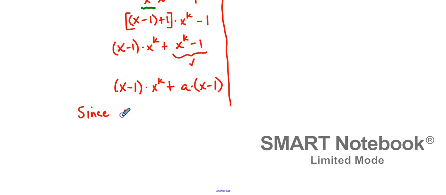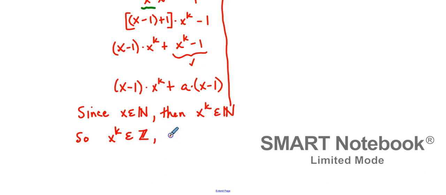So since x is a natural number, and any power of x is going to be a natural number. And therefore, since it's a natural number, it is an integer. So x to the k is an integer, and x minus 1 times x to the k will work. We've got an integer times x to the k. Or I'm sorry, an integer times x minus 1, and that's exactly what we're trying to show.